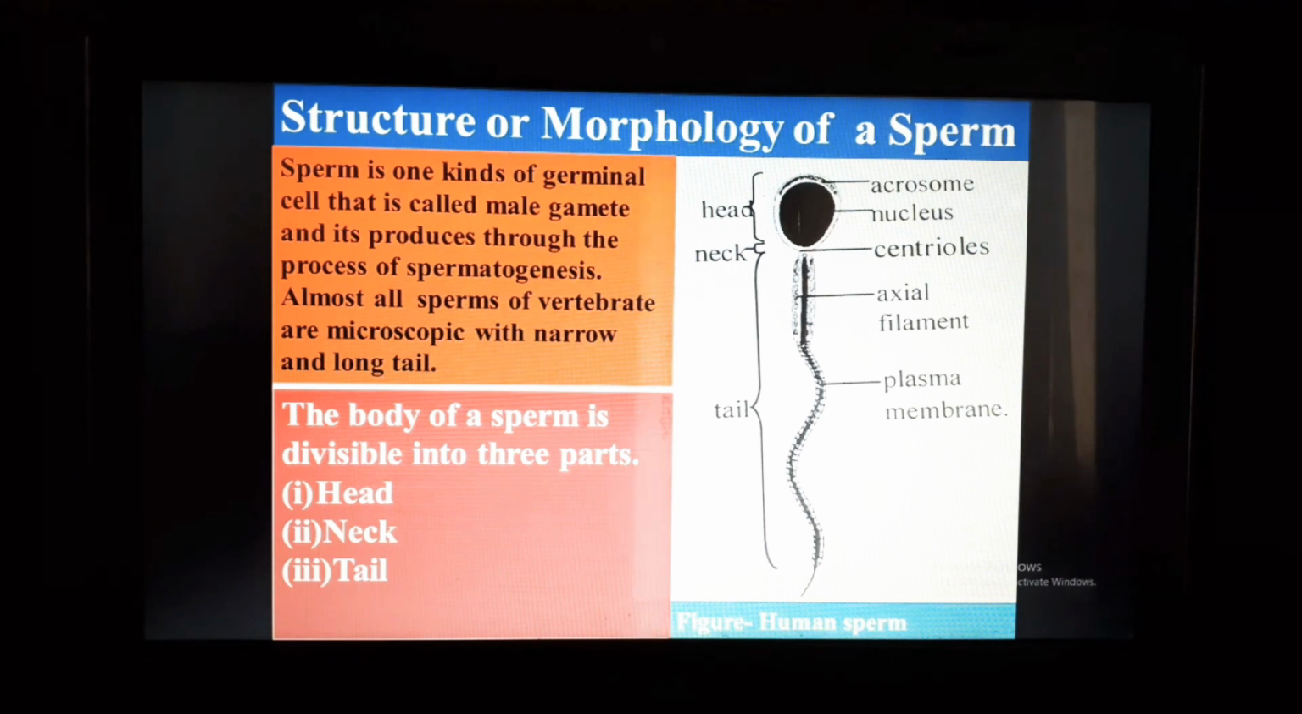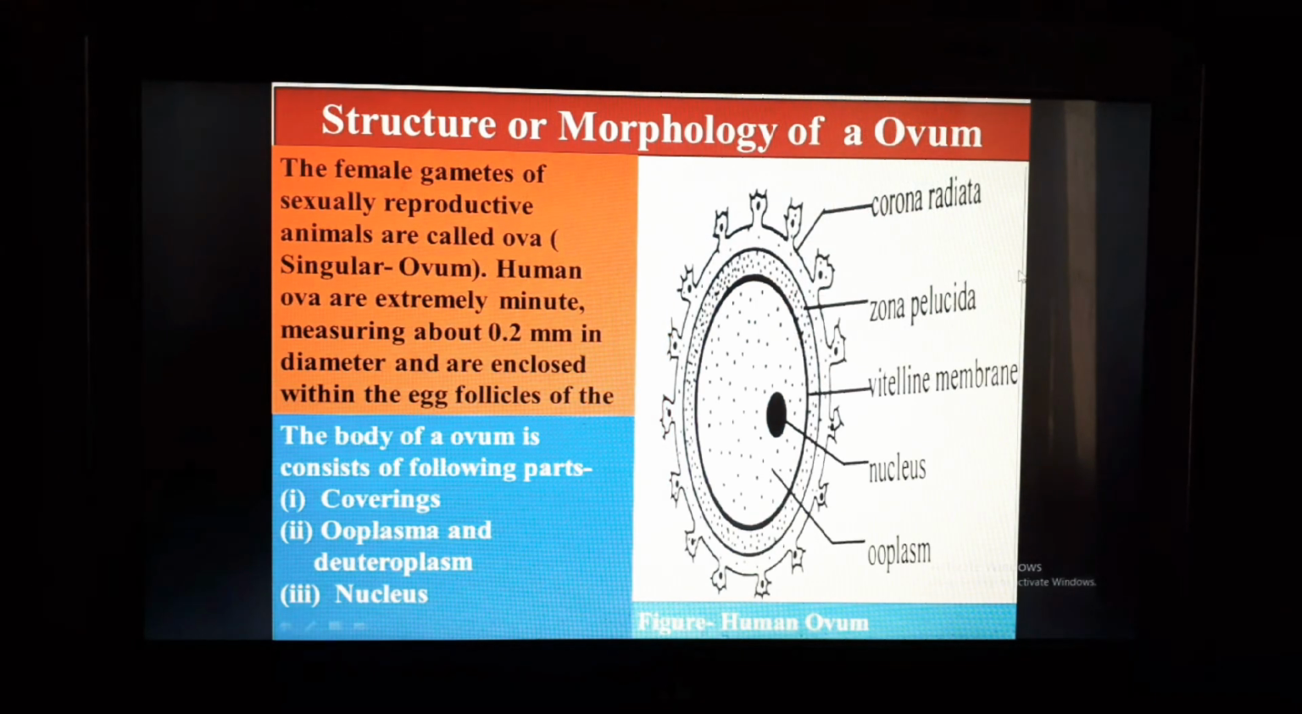Next one, the structure or morphology of ovum. Ovum is another kind of gamete or reproductive cell, which is produced by the process of oogenesis in the ovaries of the human body. Human ova are extremely minute, measuring about 0.2 millimeter in diameter, and are enclosed within the egg follicles of the body.